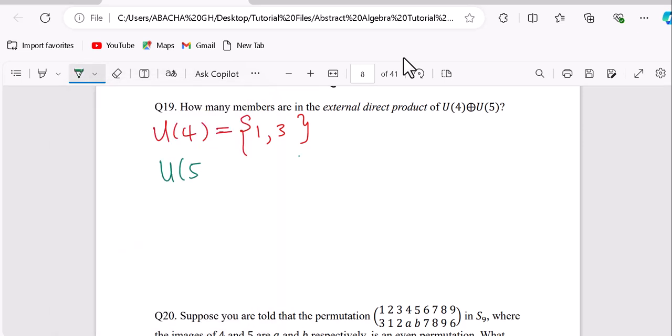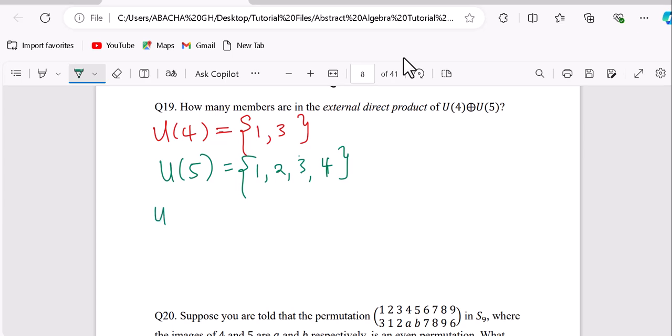And then U5, which elements are relatively prime to 5? We have 1, 2, 3, 4. All these are relatively prime to 5. So these are the elements of U4 and U5. And then they are saying that we should find how many members there are. So we just try to compose them.